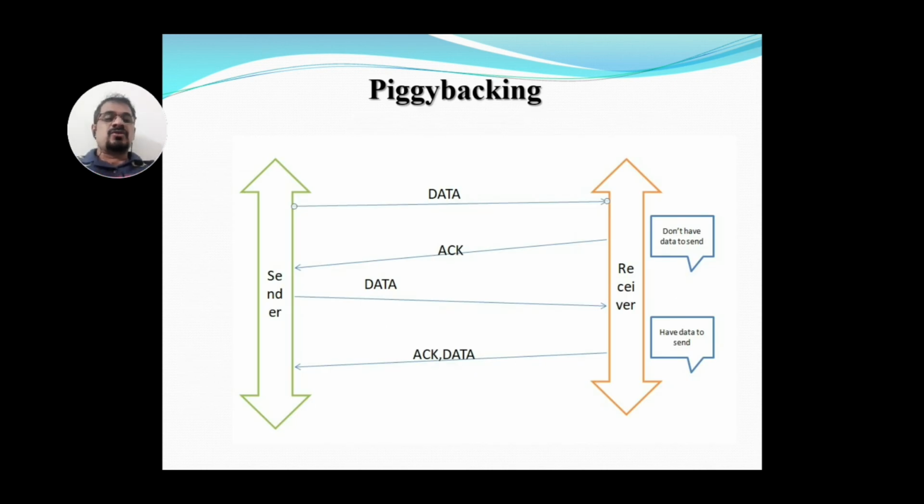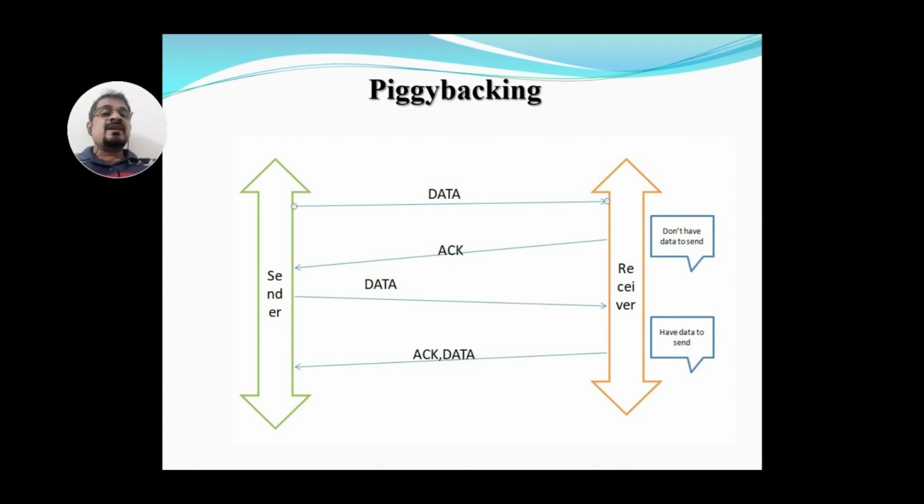The next very important concept is what we call the piggybacking concept. Whatever example has been explained here, we considered to be unidirectional. This is just for understanding purposes; in reality both nodes can send as well as receive information. So the piggybacking concept is that the acknowledgement is included along with the data. That is what we call piggybacking.